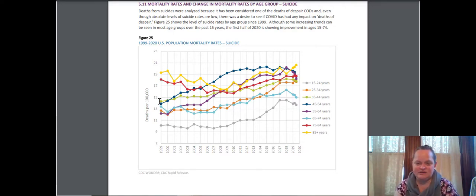And that's why you see this blue line here, that's 45 to 54. A lot of that increase is being driven by women in that age group having suicide rates go up more than the male. But in general, we've been seeing a bad trend with suicide in terms of rates increasing. That's just not good.